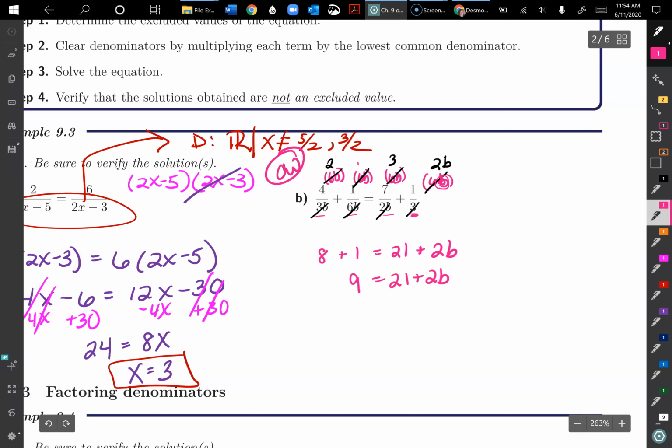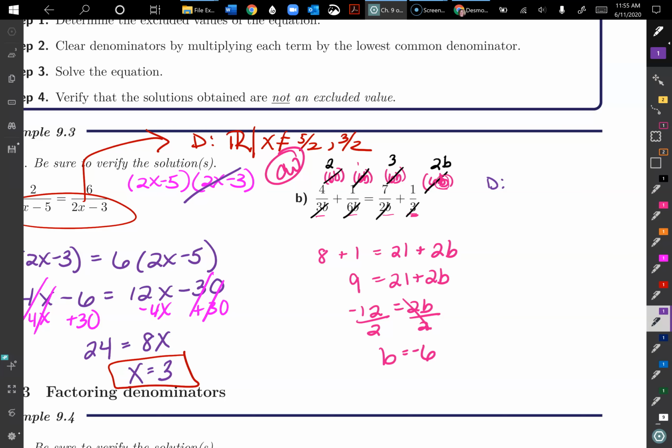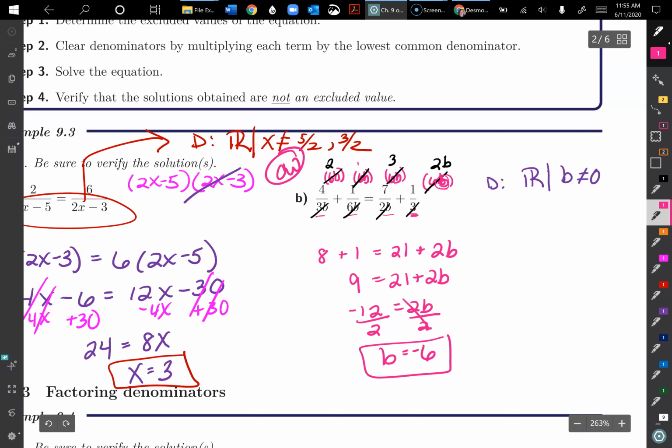And then subtract, 9 minus 21. So I'm going to get negative 12 equals 2b. Divide both sides by 2. And I get b equals negative 6. And I want to see if that is going to fit my domain. So my domain on this one would actually just be b cannot equal 0. So all real numbers such that b is not equal to 0. So I'm good with this value here of b equals negative 6.